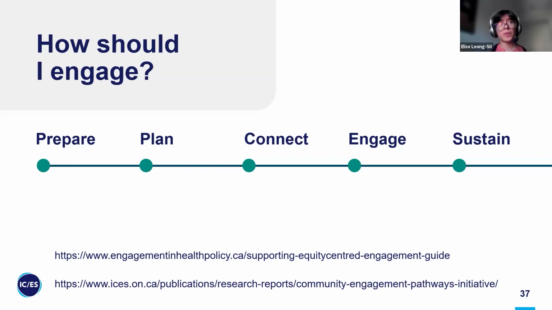But as an overview, we can think of community engagement in five stages: prepare, plan, connect, engage, and sustain. In my experience, research teams who are getting ready to take their first steps towards engaging community tend to imagine and mentally jump right away into the connect and engage phases. It can be tempting to skip over some of this preparing and planning that we really recommend happen first.